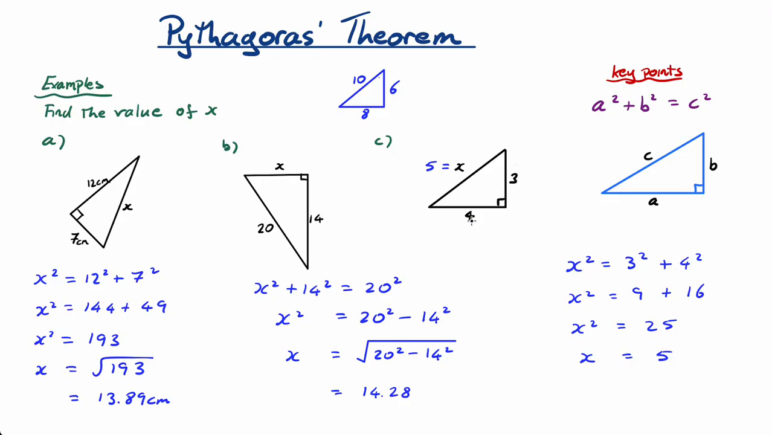9, 12, 15 is a Pythagorean triple. And there are many others. Another famous one, guys, assuming that's a right angle, would be 13, 12, and 5.